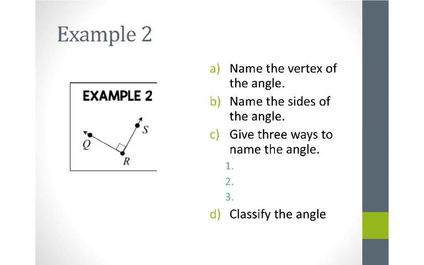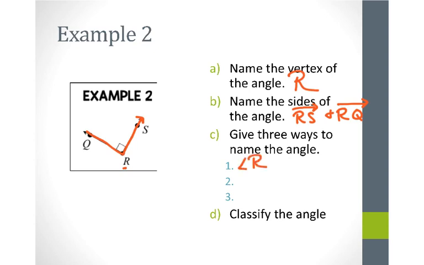Alright, let's look at this next one. Name based on the vertex. Your vertex is the middle letter, so that would be a capital letter R. Name the sides. Remember they're rays, so here's 1, ray RS, and then you have ray RQ. 3 ways to name the angle. You can name it based on the vertex, so I have angle R.